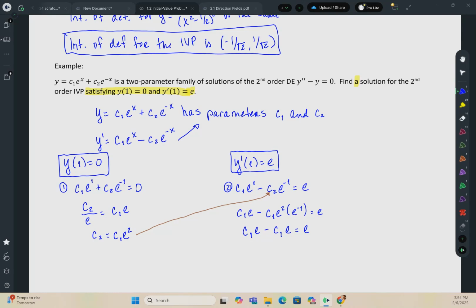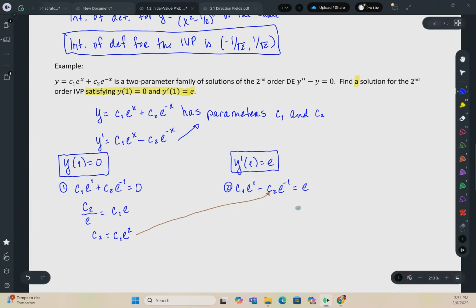Something went wrong. Give me just a second to think about this. I see it. I lost a minus sign. Okay. Over here in equation 1, hold on, let me just erase all that. We can pretend it never happened. Okay. Over here, when I solve for C2 over e, it should have been equal to a minus C1e. And so then C2 is equal to a minus C1e squared. That's going to make a big difference.